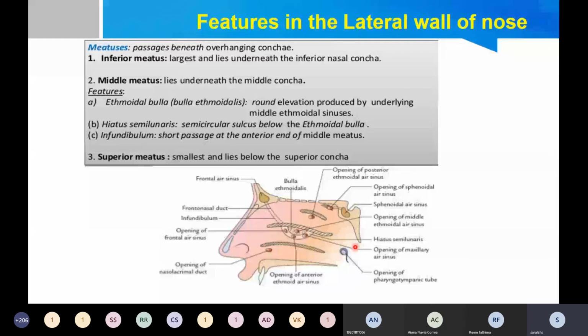So you should be able to describe the features in the lateral wall of the nose. That is the vestibule, and then the atrium. And then the posterior part, that is the concha and the meatus. What are the structures or features in the middle meatus, and what are the openings which are present in the nasal cavity or the lateral wall of the nose.